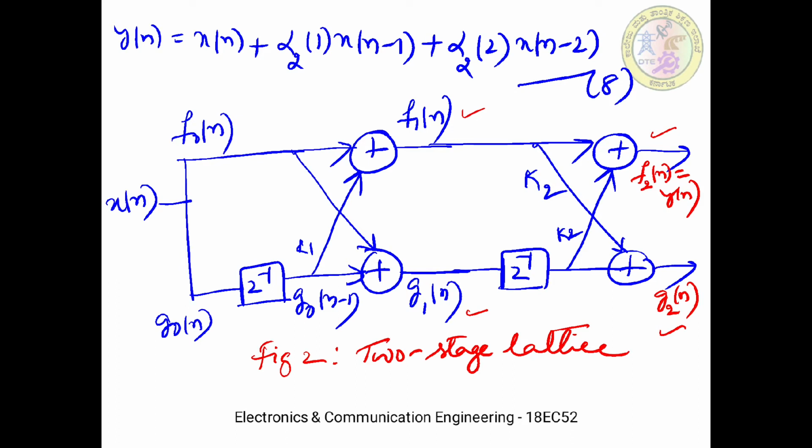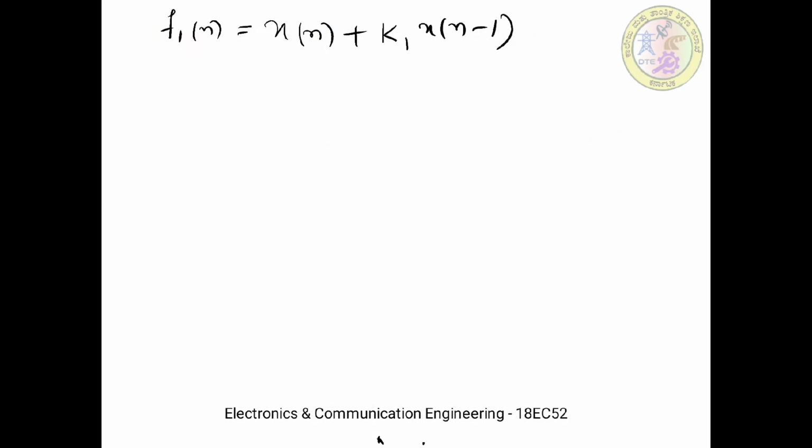Okay, so therefore now I am directly writing f1 of n is equal to x of n added with this term. What is this? k1. So k1 into x of n minus 1. So that is the first output. Call it as ninth equation.